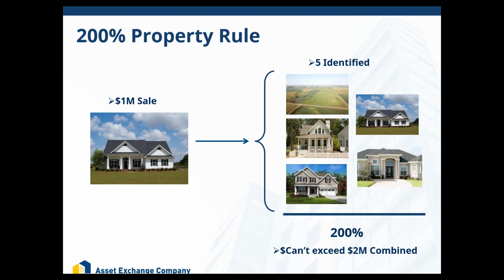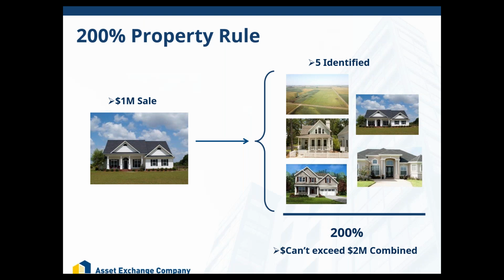Now, here's the 200% rule. Again, this is where you exceed the three property rule, but you cannot exceed 200% or two times the combined fair market value of the property being sold. All right, so here's how it works. Again, we sell for $1 million. Now, in this example, we identify 5 properties. Because we identified 5 properties, what just happened? We exceeded our three property rule, right? So that's going to put us into the 200% rule. What exactly does that mean? What that means is the combined purchase prices of all 5 of those properties cannot exceed $2 million.